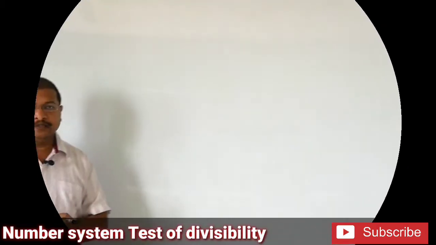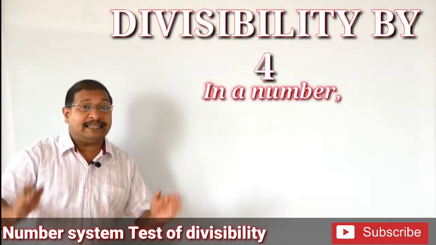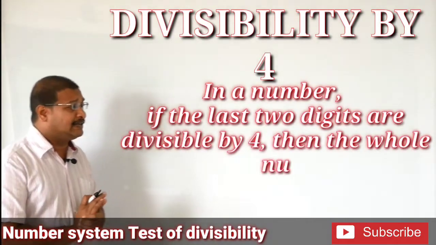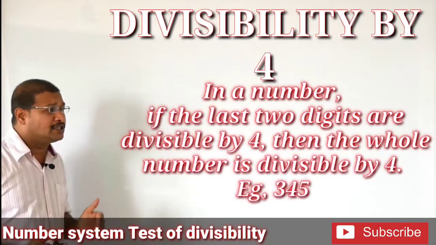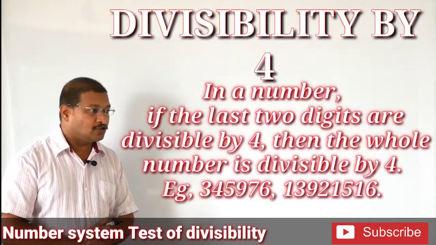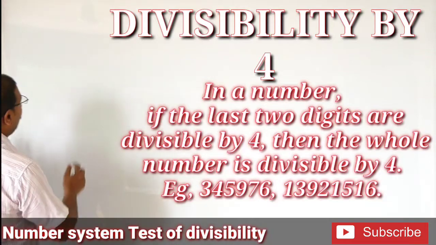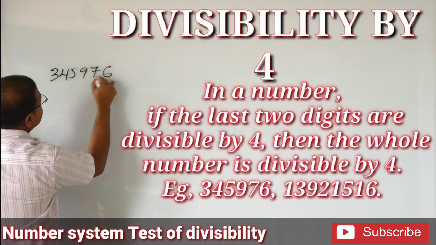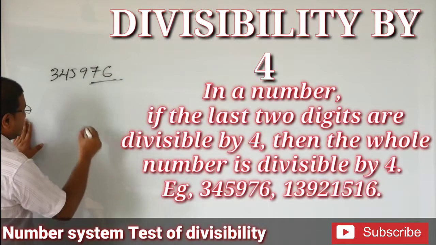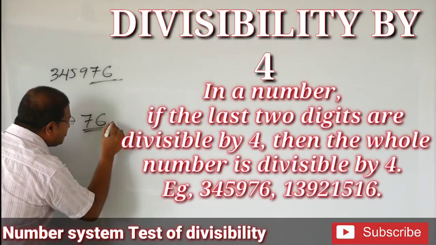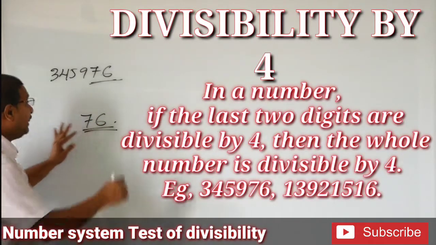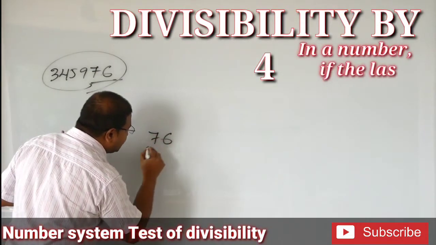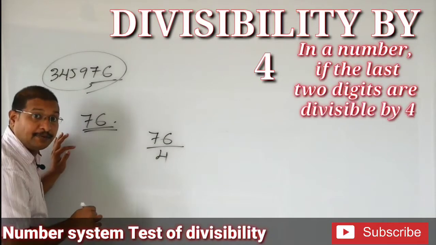Ready? Let us see the next one, divisibility by 4. In a number, if the last two digits are divisible by 4, then the whole number is divisible by 4. So let us see the examples. 34345976. See, the last two digits, 76. If you can divide 76 by 4, then the entire number will be divisible by 4. Got it? So 76, what will you do? 76 divided by 4. Let's see, is it divisible by 4 or not?